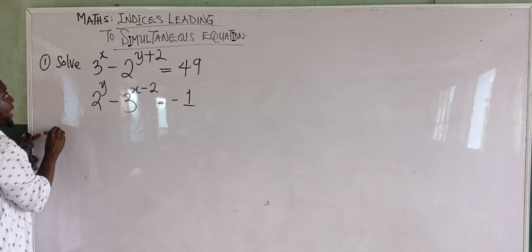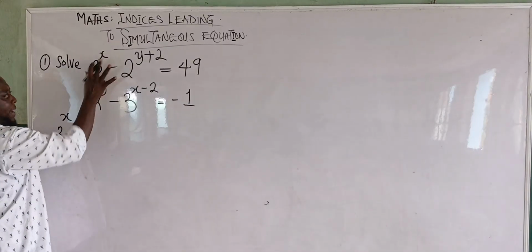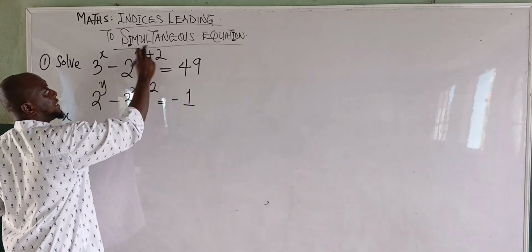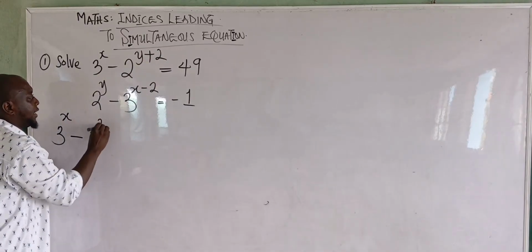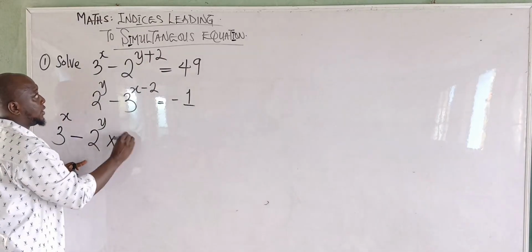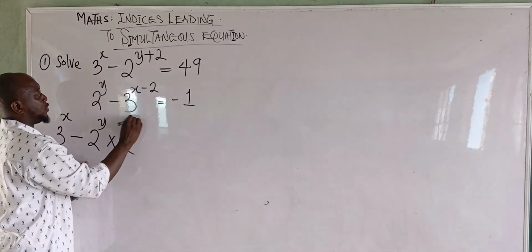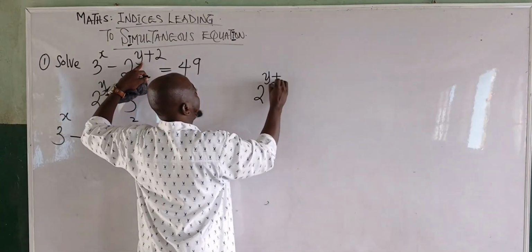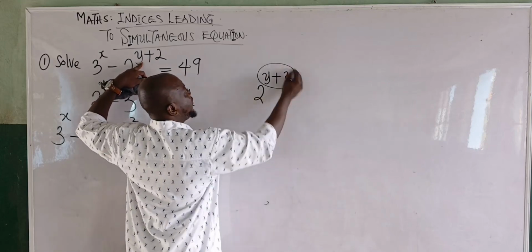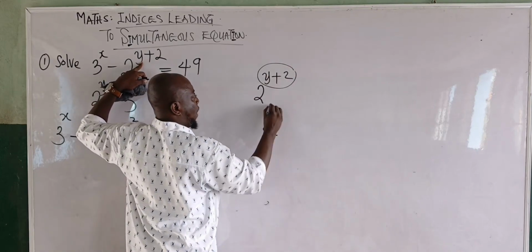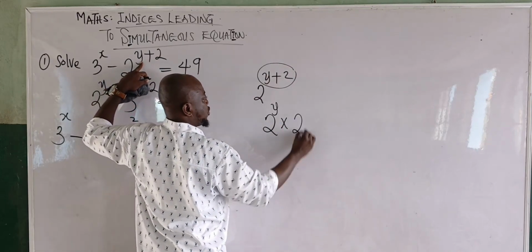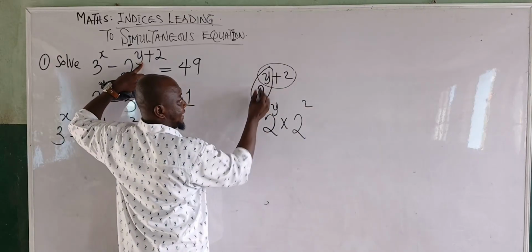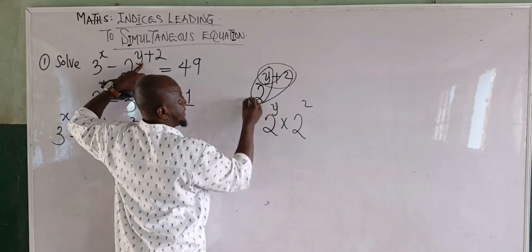From the first one, I'm having 3^x here. This is already balanced. Minus. Here, I'm having all of this, so I will change it into having 2 raised to the power of 2. Now, how did I get this one? From this point, 2^(y+2). It came from this point here: 2^y times 2 raised to the same 2.